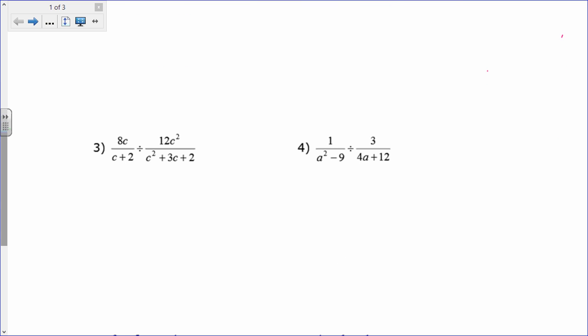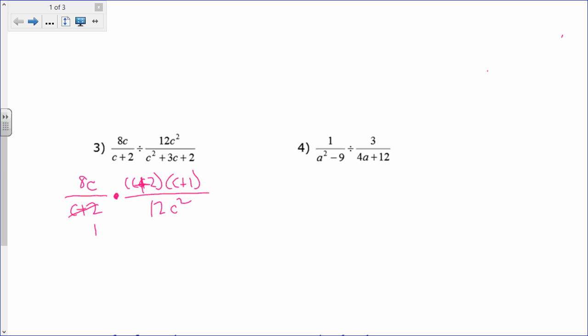All right, moving along to number 3. This is a division problem. So when I rewrite it, I have to make sure I stay change flip. So stay, my first fraction stays as it is, and then I change division to multiplication, and then I flip, and I'm going to flip and factor at the same time. So this is going to be c plus 2 and c plus 1 all over 12c squared.